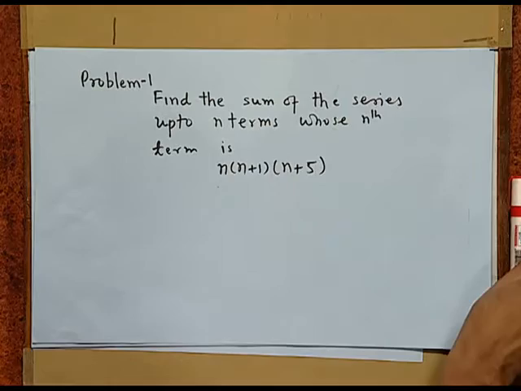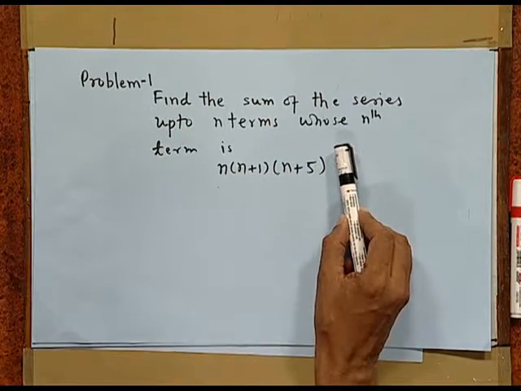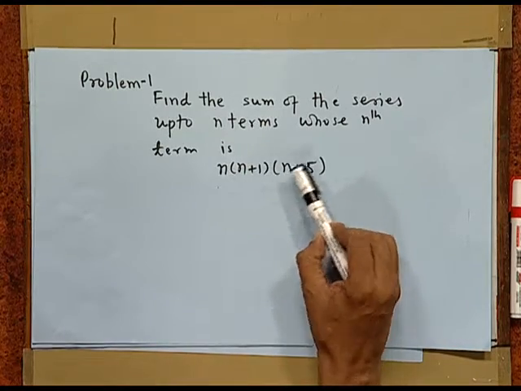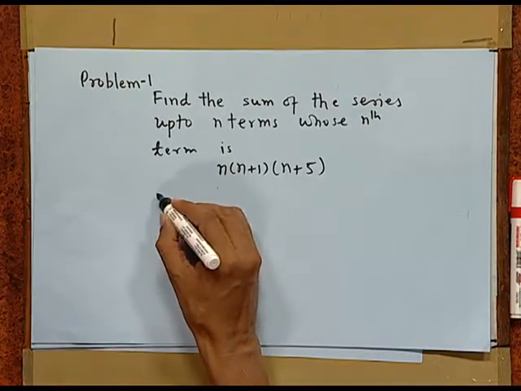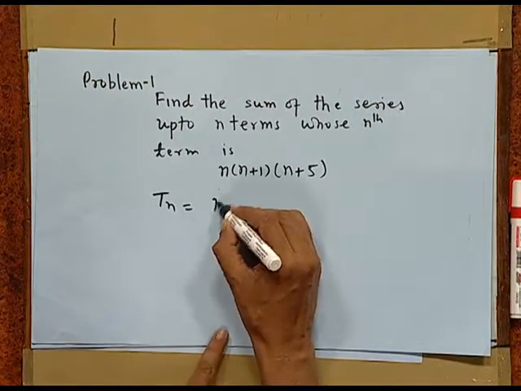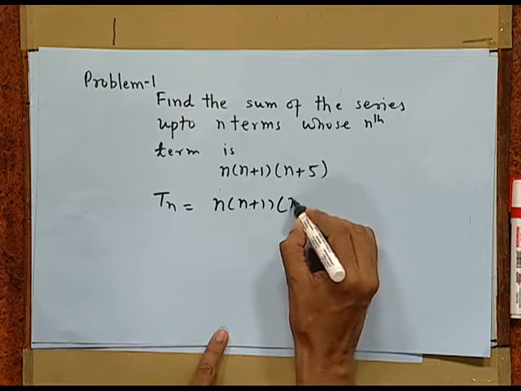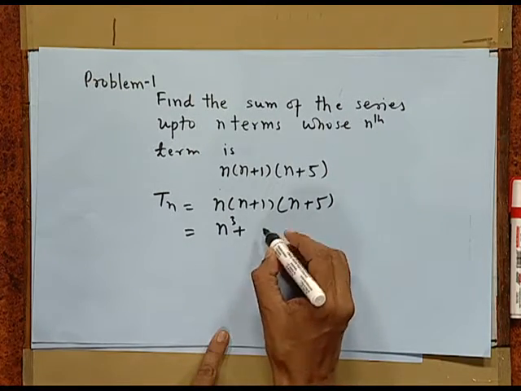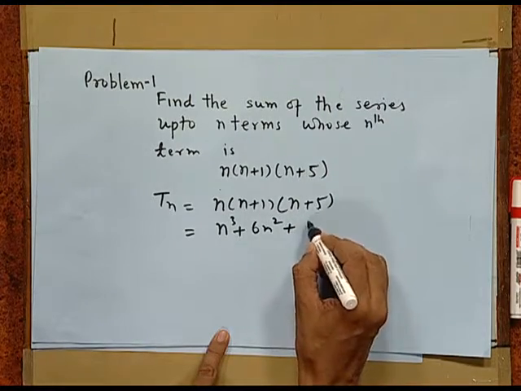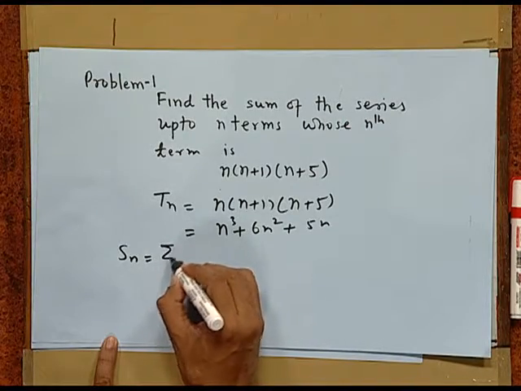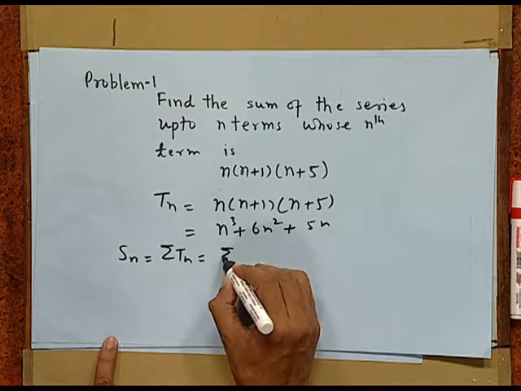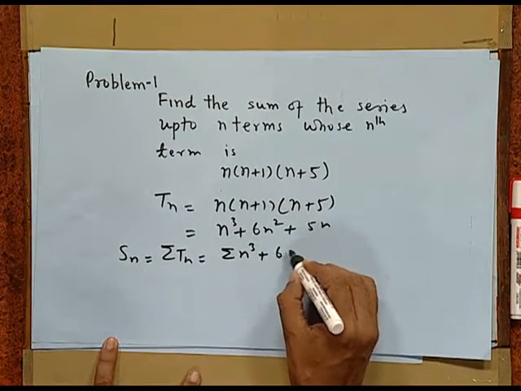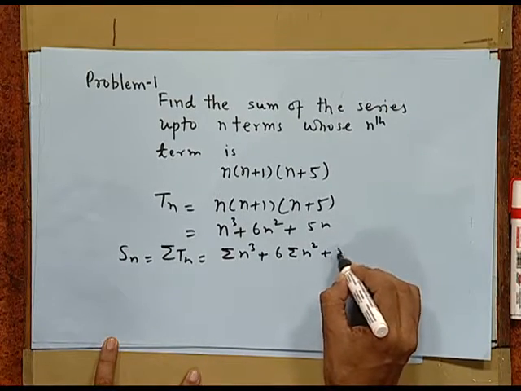Find the sum of the series up to n terms whose nth term is n times n plus 1 times n plus 5. So, in this problem the nth term is given to us. So, we have t n is equal to n times n plus 1 times n plus 5, which equals n cube plus 6 n square plus 5 n. We have to find S n. S n is sigma t n, that is sigma n cube plus 6 sigma n square plus 5 sigma n.